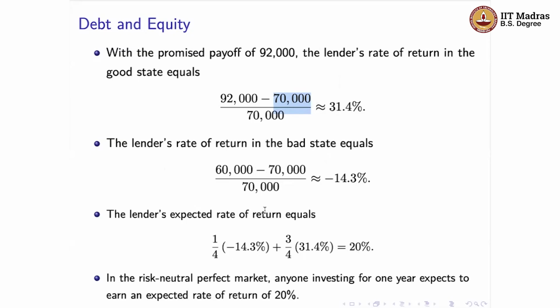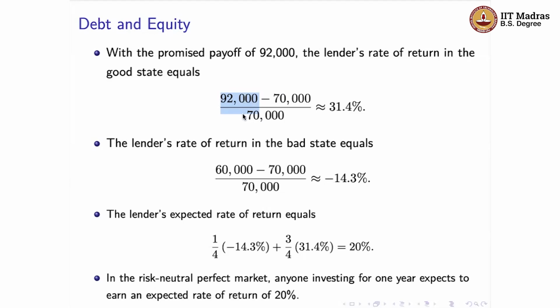And in fact, this is exactly how we calculated the number 92,000, so that as a result of calculating this expected return based on this 92,000, you end up with exactly a rate of return equal to 20%, right? Why 20%? Because remember, in our risk neutral perfect market, anyone investing for 1 year expects to earn the same expected rate of return of 20%, right? So this 92,000 is exactly that amount which has to be given to the banker, right? So that the expected return becomes 20,000, right?